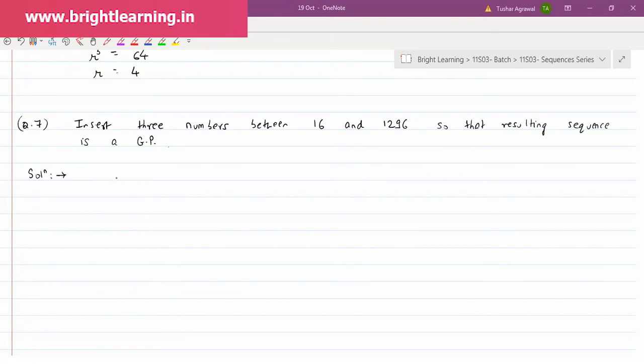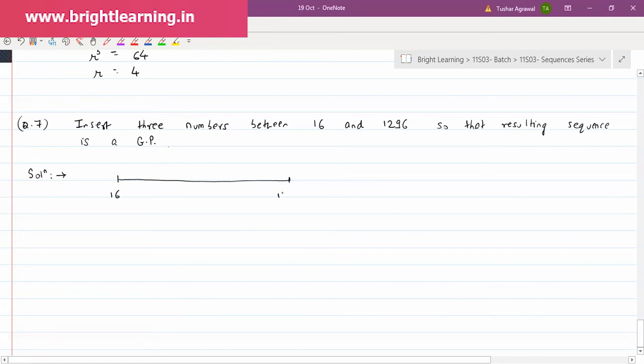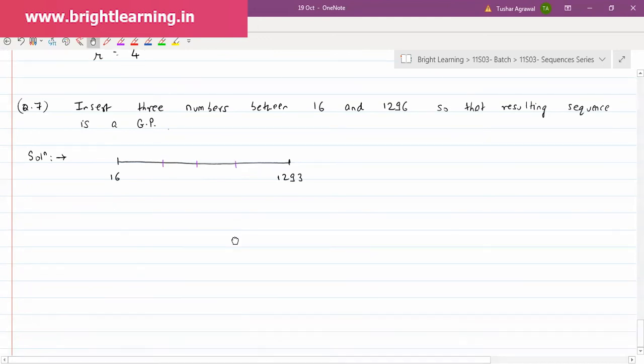So starting point to last point, 16 and 1296. So 3 numbers are inserted. So I have to go 4 steps ahead to reach my destination. There are 3 stops in between. So the multiplicative factor is r to the power 4. Okay, Afrin also got the result. So all 3 of you got it.